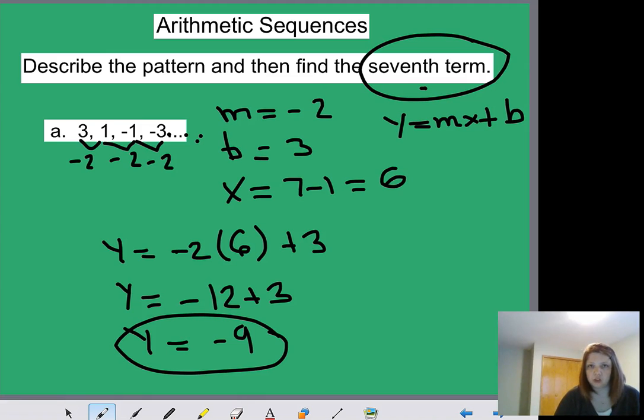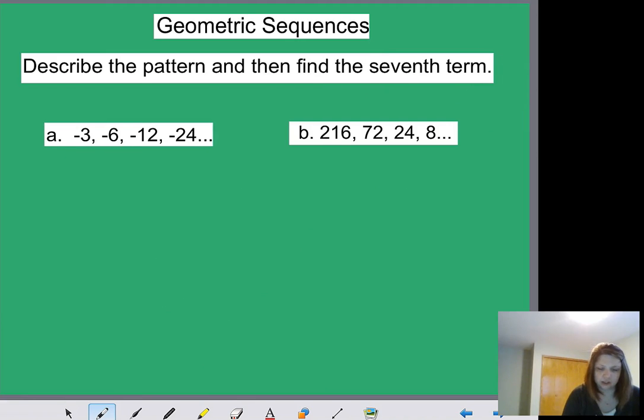This is all about arithmetic sequence. Now, I want you to take a look at the geometric sequence. So the geometric sequence formula is y is equal to a times b to x. And again, x will be the term we're looking for minus 1. I just want to add that to remind you and make sure everybody understands that.